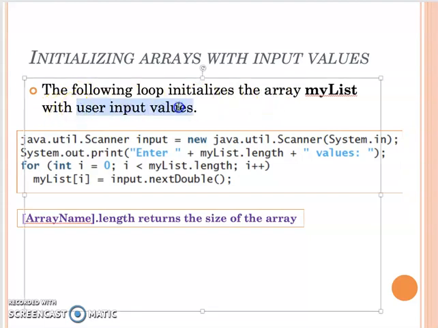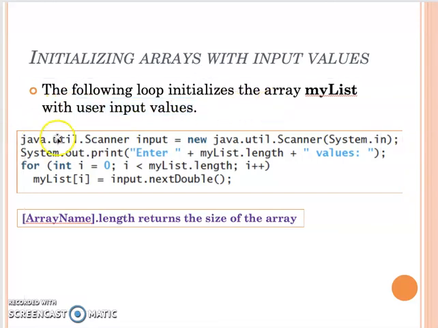This one is for user input. Since it's from user input, we need to create the scanner object. You see we ask the user to please enter how many values. Since myList is double, for each element we use nextDouble to get the value. One very important thing is that in a Java array, we have a data attribute called length. This length is the capacity of the array. So array name.length returns the size, or we say the capacity, of the array.